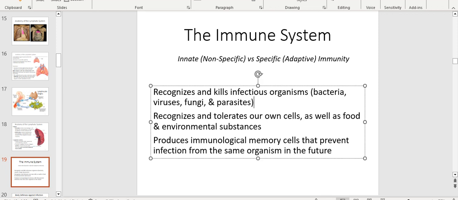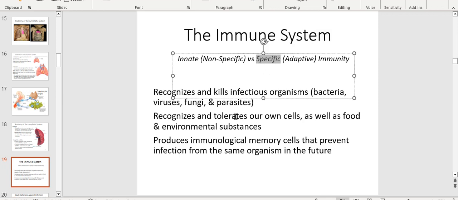And it recognizes and tolerates our own cells as well as food and environmental substances. You eat a banana, that's a foreign cell. How do we know that that's a good one? Your body knows. It produces immunological memory cells that prevent infection from the same organism in the future. That's your specific or adaptive immunity.